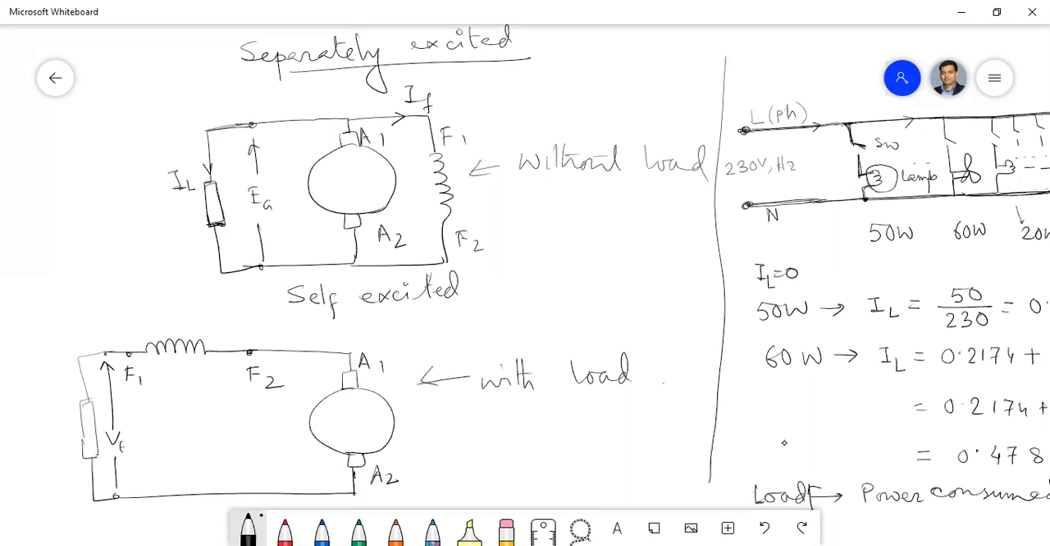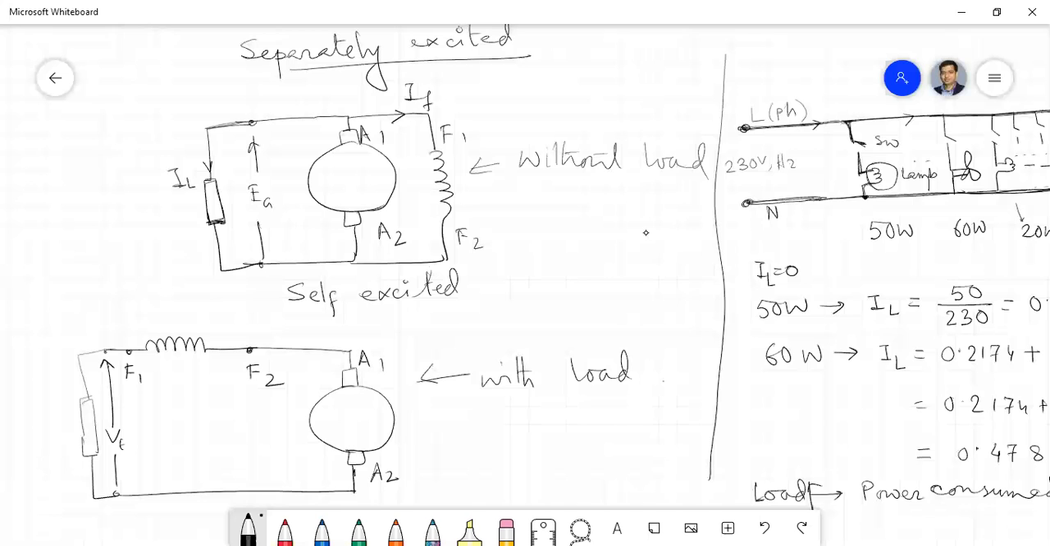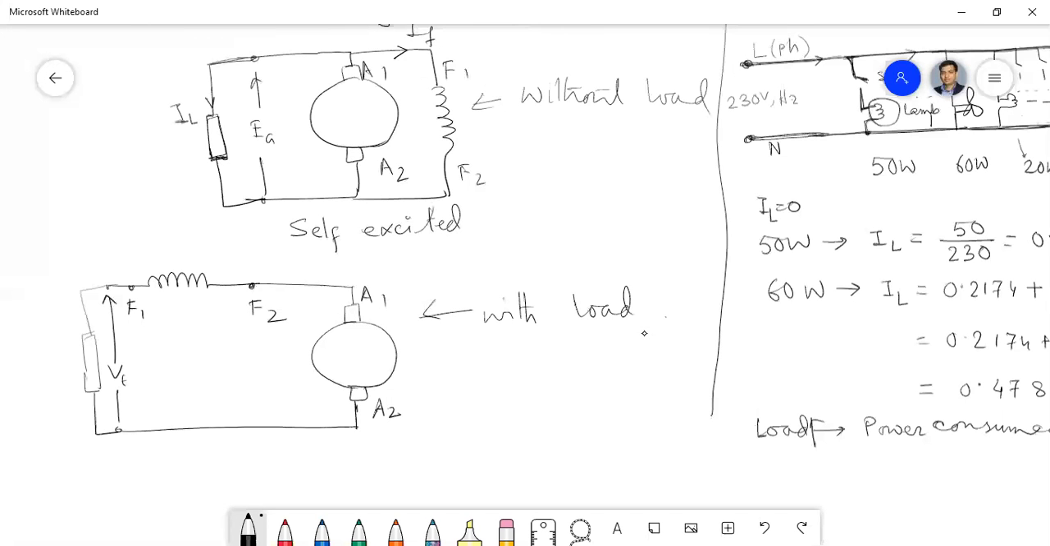So for us, for constant voltage application, load is nothing but the current. So when we change the current, we are changing the load. That means load is interpreted as the current for constant voltage application.